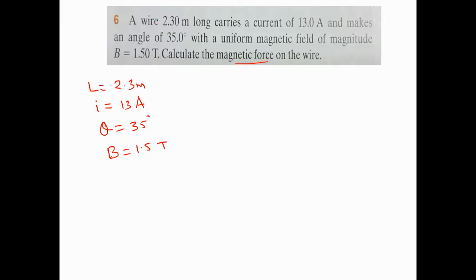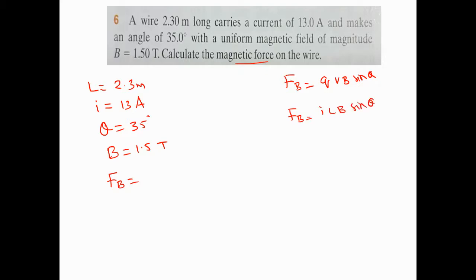That means you have a wire of length 2.3 meters, and the current is passing through the wire, and the amount of the current is 13 amperes. The angle between the wire and the magnetic field is given as 35 degrees, and the most important thing, you have the uniform magnetic field of 1.5 Tesla. Now you have to use your magnetic force formula for calculating the magnetic force. My dear, we have two formulas, F_B equal to qvB sine theta, and also another formula which is ILB sine theta.